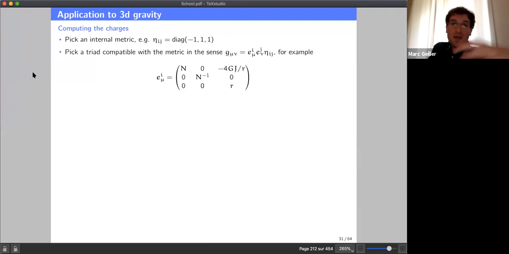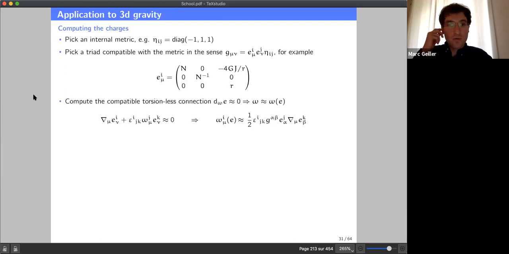Of course, I'm saying pick a compatible triad because you can pick infinitely many triads, since they can always differ by a Lorentz transformation. Because the metric is a Lorentz invariant quantity, you can define the triad up to a Lorentz transformation. So I think the simple one to pick is this one. It's just this simple 3x3 matrix with 4 non-vanishing entries.